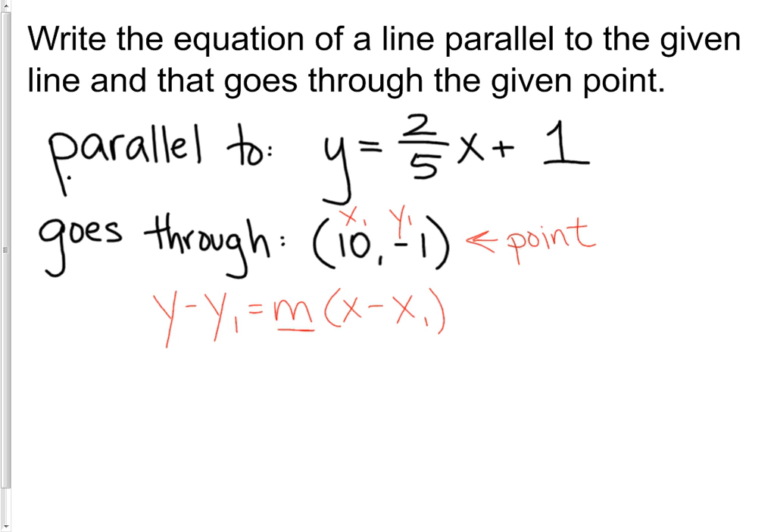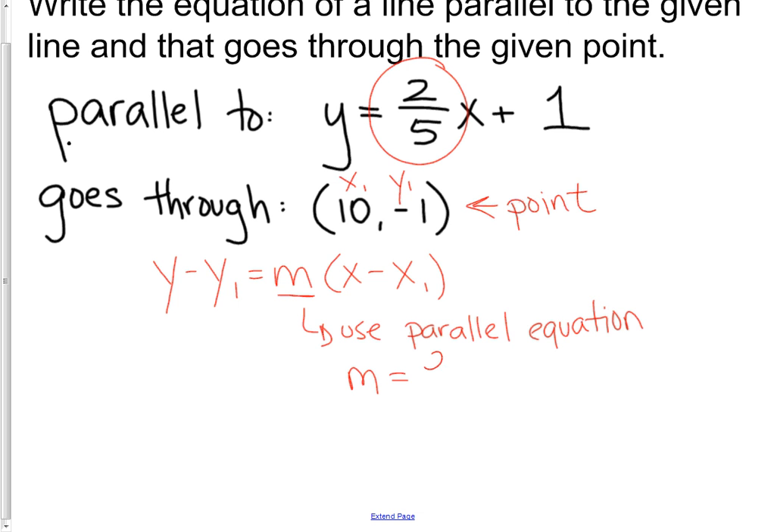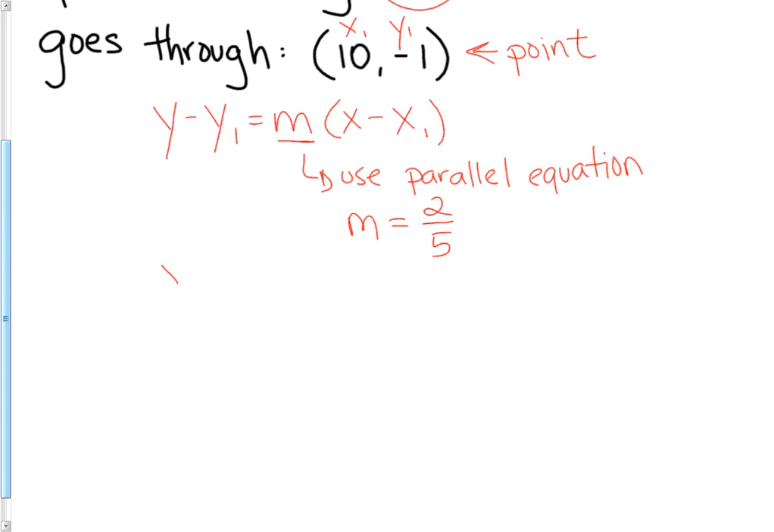So to find m, you refer back to the parallel or perpendicular equation. So we look back up here, we say, okay, we want to be parallel to that line. Two parallel lines have the same slope, therefore our m should be exactly the same. So we're going to use a slope of 2/5. So now we have m, we've got our point x1, y1. So it's simply a matter of plugging it into the equation.